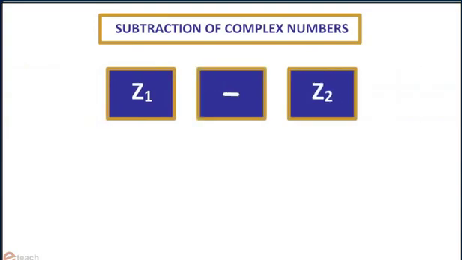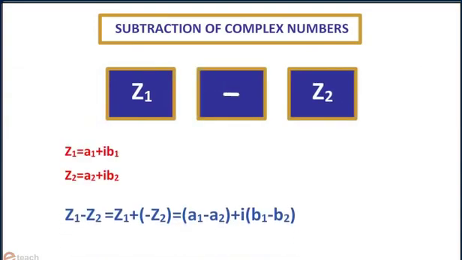Let us study subtraction of complex numbers. If z1 equals a1 plus iota times b1 and z2 equals a2 plus iota times b2 are two complex numbers, then their subtraction z1 minus z2 equals z1 plus negative of z2, which is equal to a1 minus a2 plus iota times b1 minus b2.